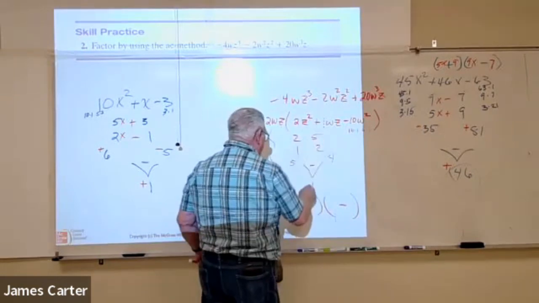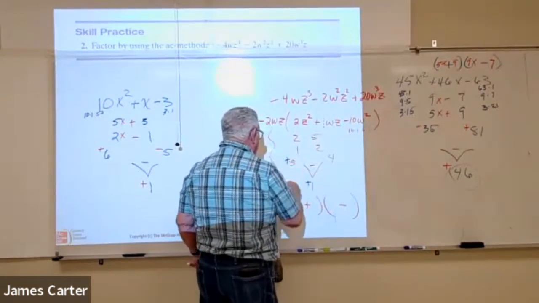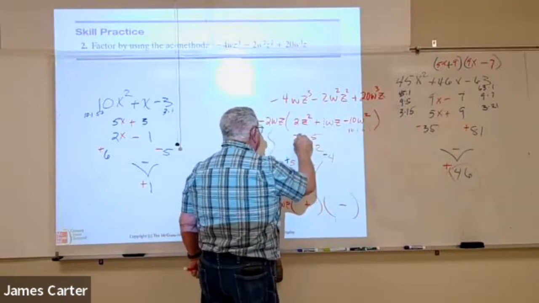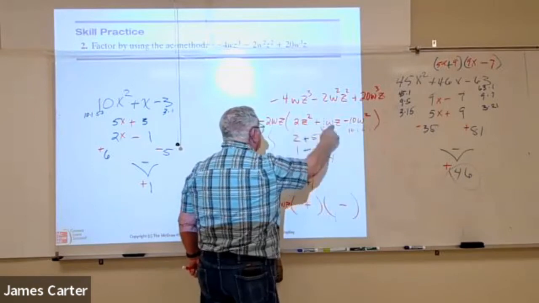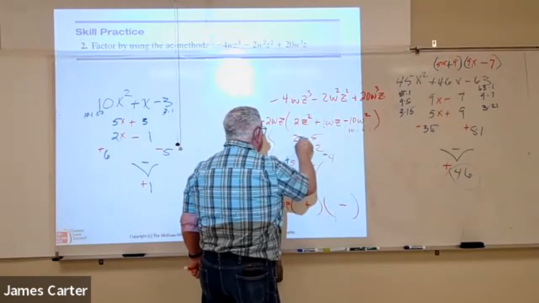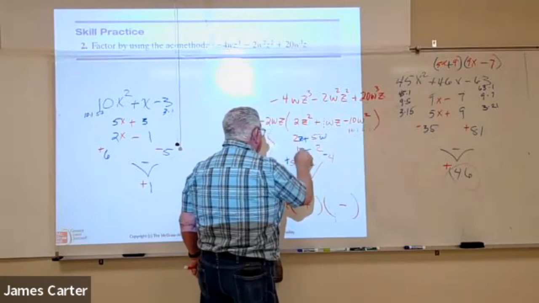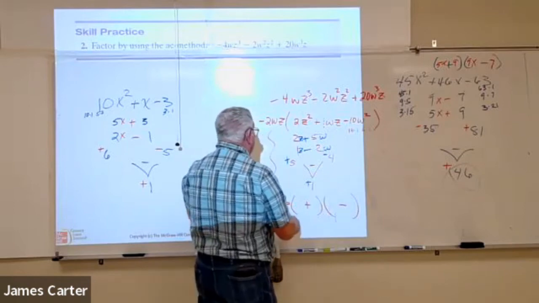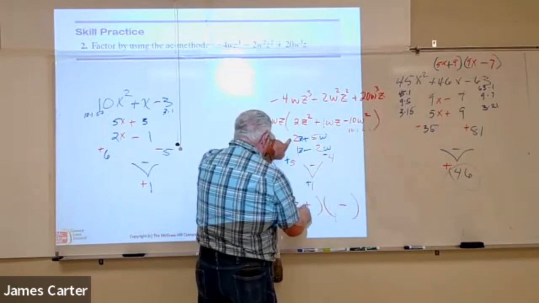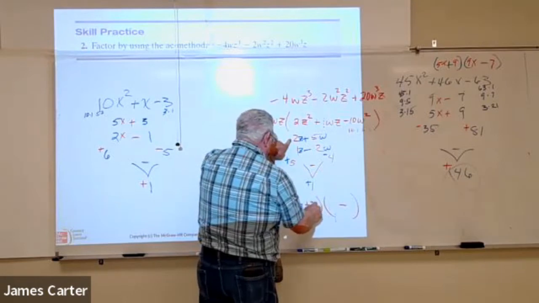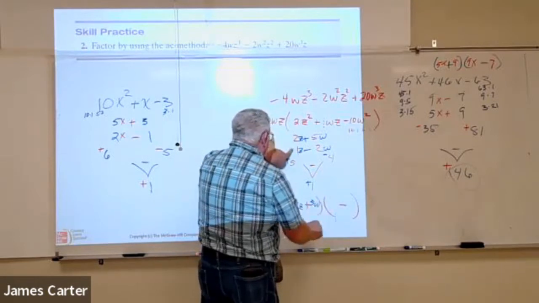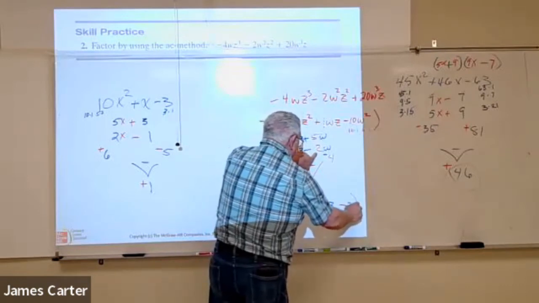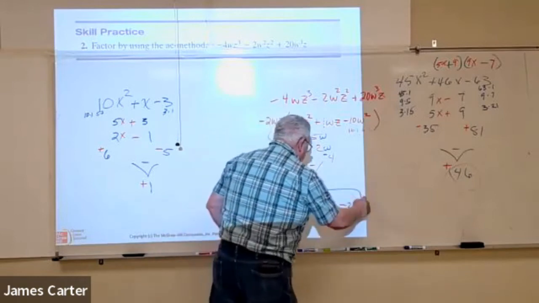That 1 has to be a positive. So the biggest is positive, the littlest is negative. Here's my signs. Here's my variables. And in this case, it's Z's here, W's there, Z's here, W's there. So my answer is this stuff brought down times 2Z plus 5W and 1Z minus 2W. And there's your answer.